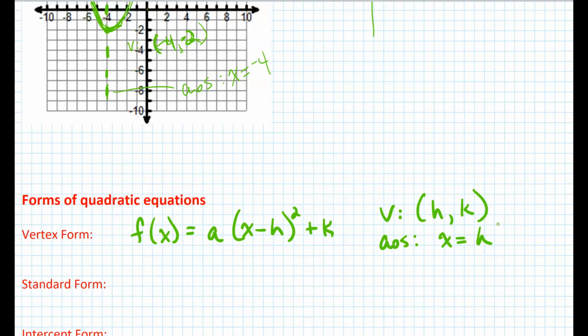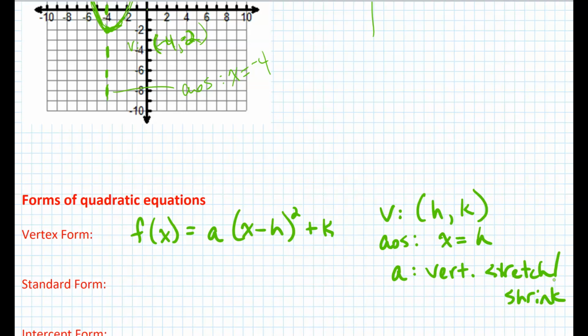Okay, and then there was that one more piece, the a. What did we say in the graph that we just did was 1/2. So what does that mean a represents? It's a stretch or shrink. So it's a vertical stretch or shrink.